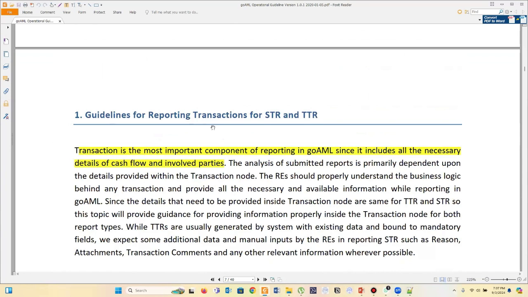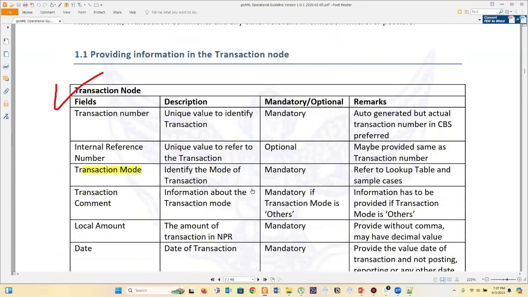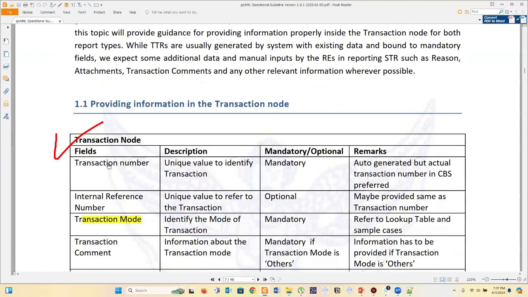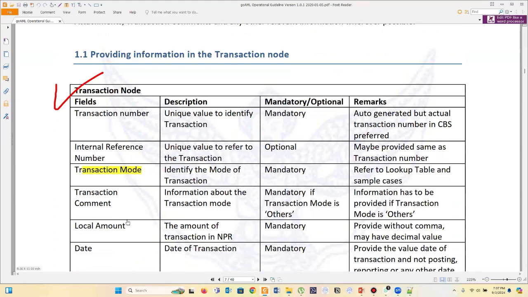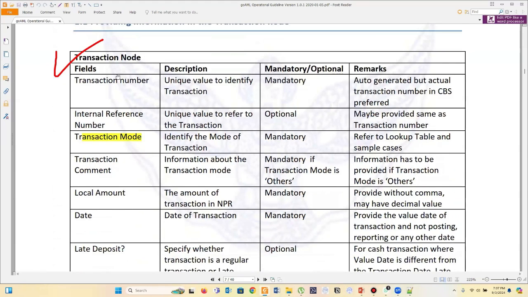So, guidelines for reporting transactions for STR and TTR. These are the information that should be included in a transaction while you are submitting any kind of STR or TTR through XML. You have to provide this information. So there is a transaction number, internal reference number, transaction mode, which we'll discuss, transaction comment, local amount.